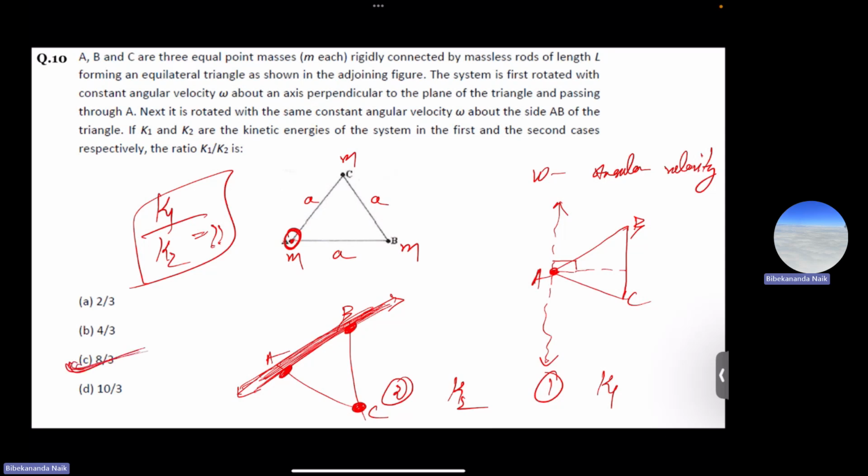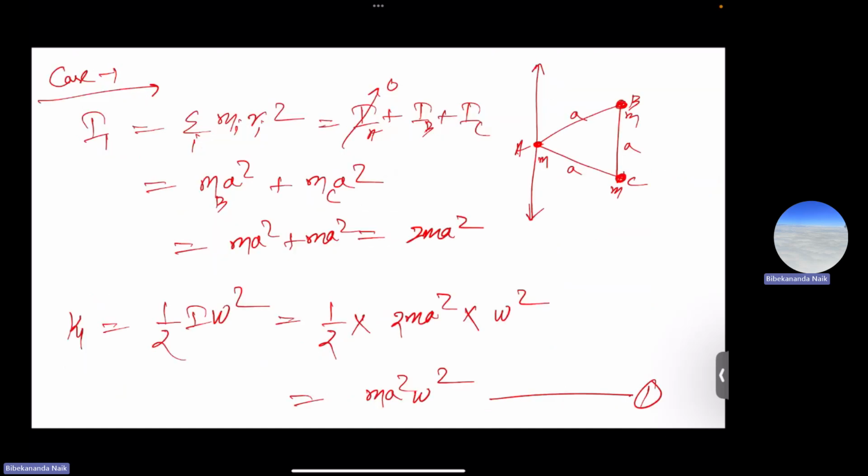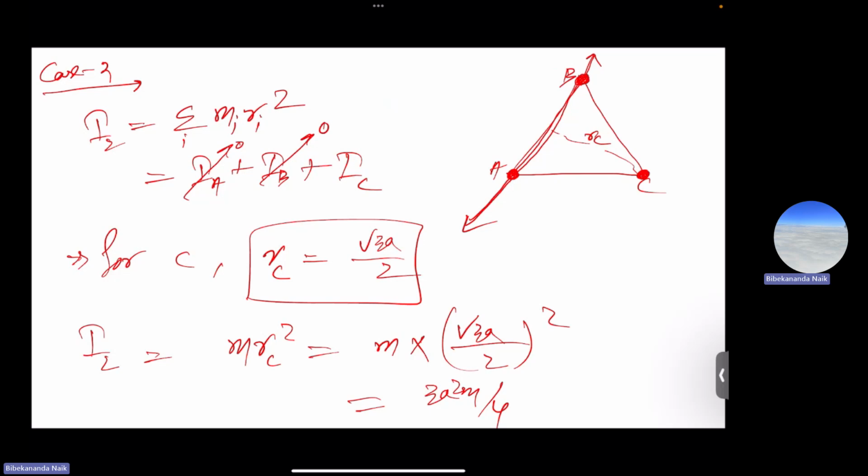So for K1 the axis was passing through A, so the moment of inertia of A will not contribute, and the remaining ones are B and C, so they contribute 2MA square. And for case 2, the only contribution comes from C, because A and B are lying on the axis, so the moment of inertia is 3MA square by 4. Because they are being rotated with the same angular velocity omega, the ratio will be 8 by 3.